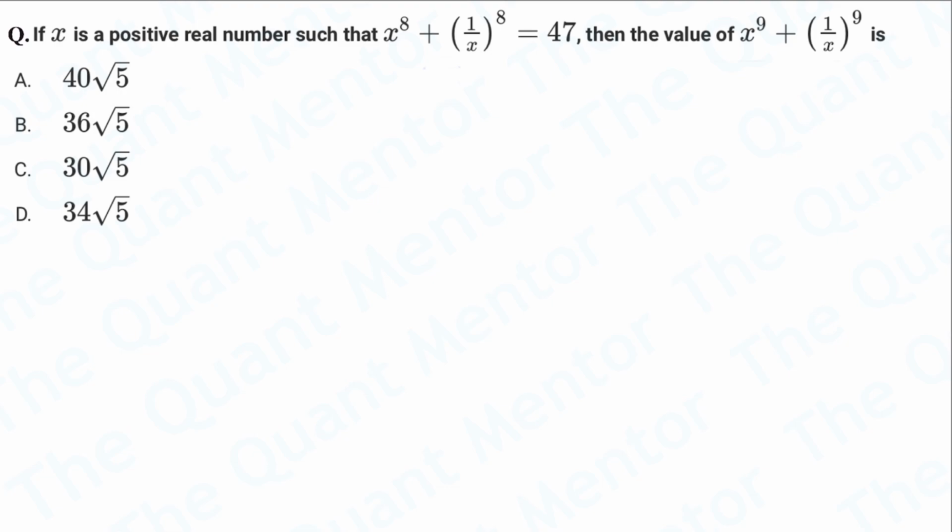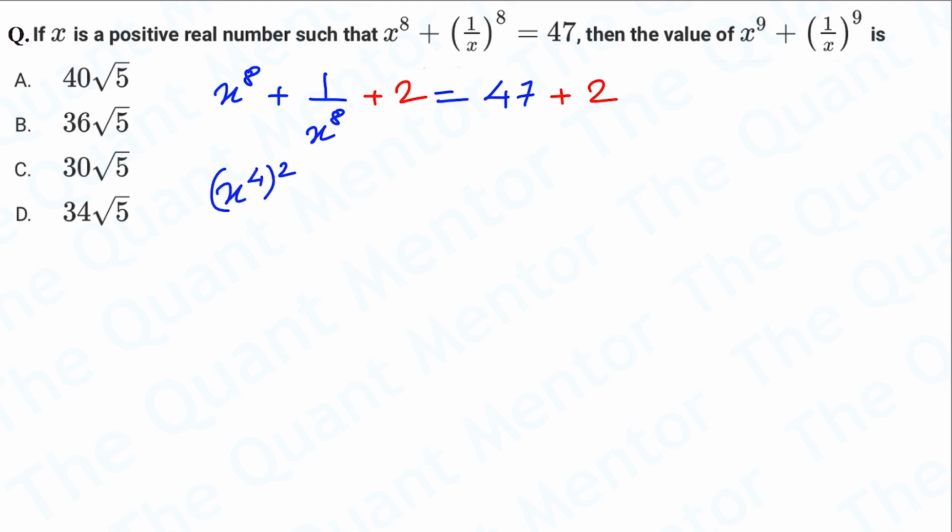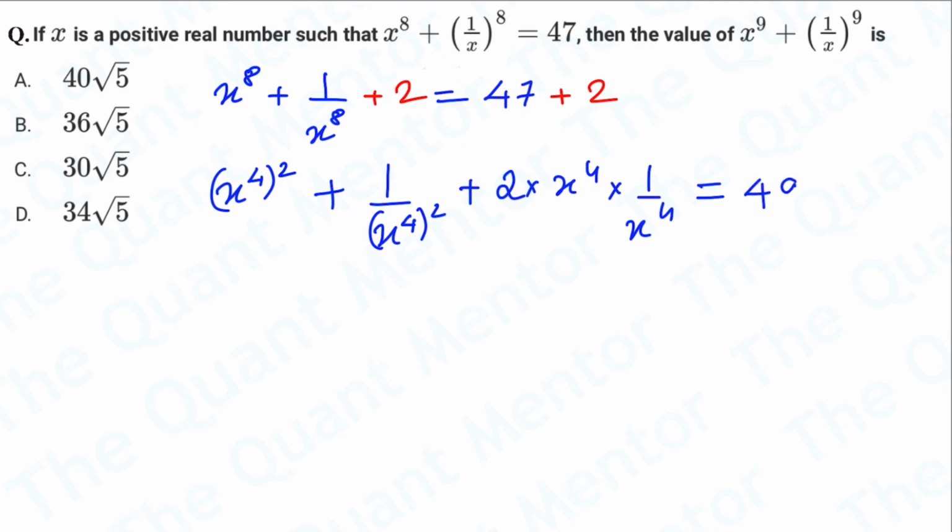Alright, so let's start. We have x raised to 8 plus 1 upon x raised to 8, which has been given to us as 47. Now we'll start by adding a 2 on both sides first of all. So our left hand side is actually x raised to 4 the whole square, that's x power 8 for you, plus 1 upon x raised to 4 the whole square, plus 2 can simply be written as 2 into x raised to 4 into 1 upon x raised to 4, which will be equal to 47 plus 2 or 49.